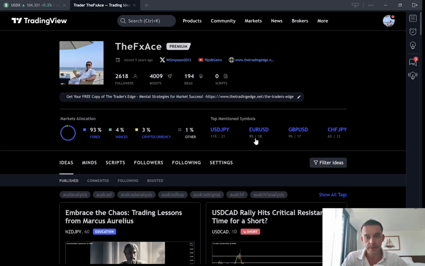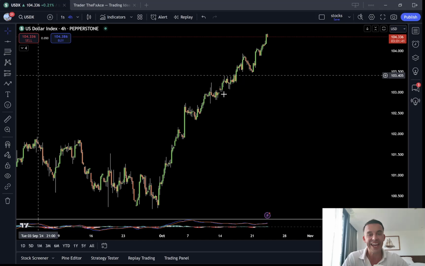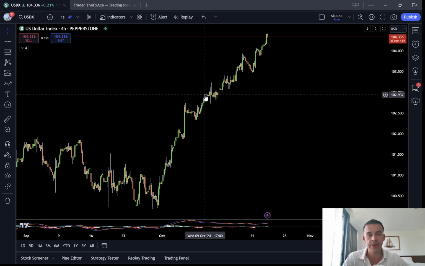So the first thing we want to look at when we're looking at the Euro USD is the other half, and that is the US dollar index. We want to see what the US dollar is doing, then we can use that information to make an informed judgment on the Euro USD.